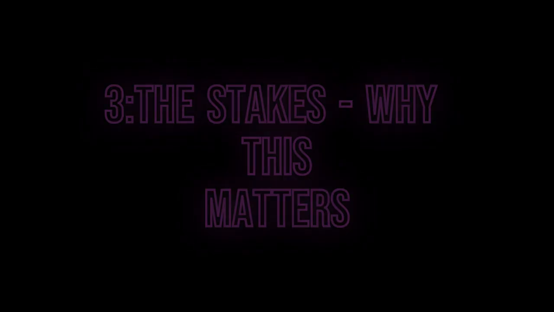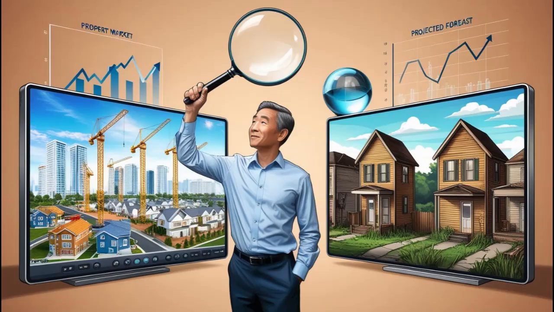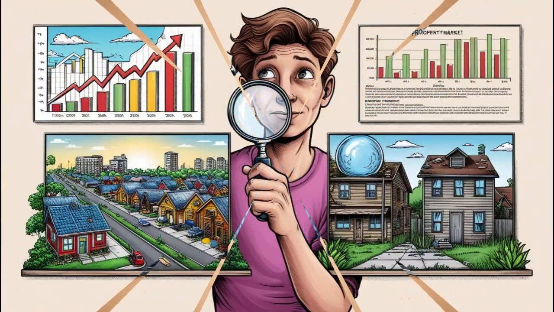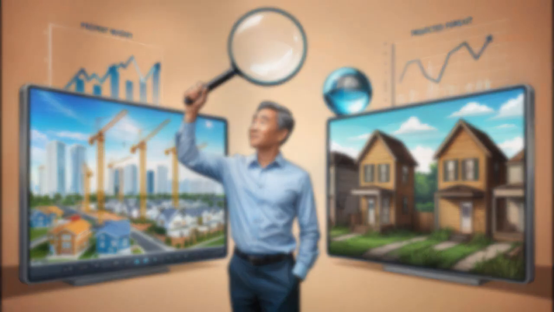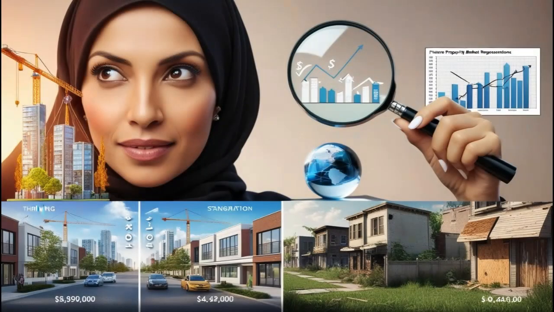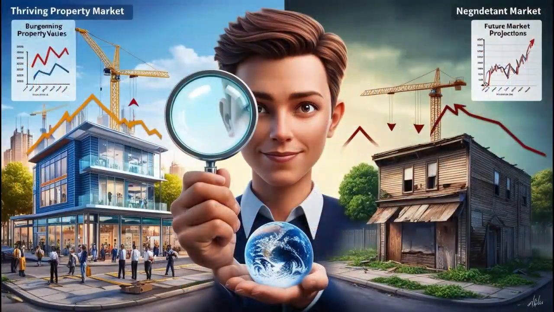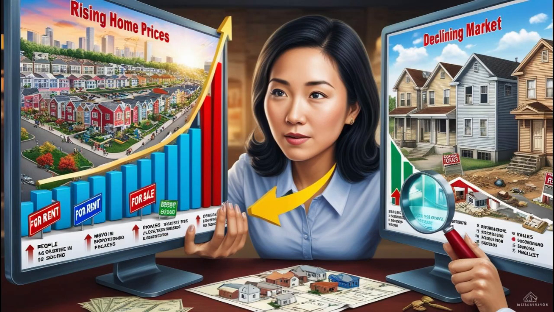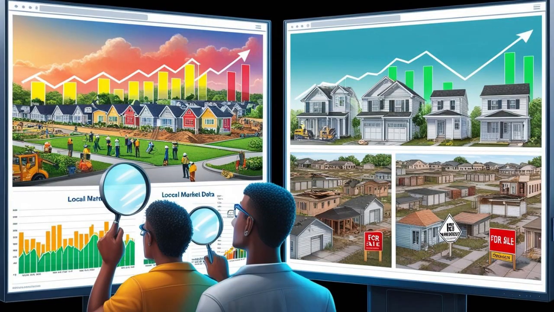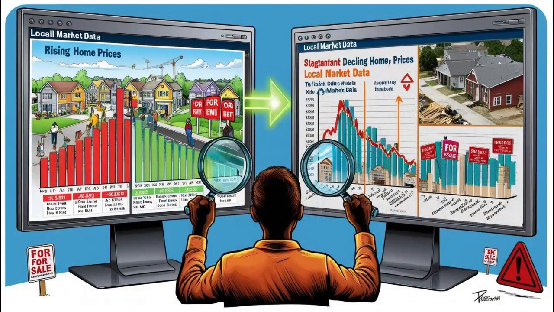3. The stakes. Why this matters. Step 4. Market trends. You can't just look at today's market. You need to think ahead. Is the market on the rise or about to plateau? The right property in the wrong market can be disastrous. I want you to imagine, you've invested in a property in an area where prices are dropping. How are you going to sell or rent that property for a profit? It won't be easy. Check the local market trends. Are home prices increasing? Is there growing demand for rentals? You want to be ahead of the curve, not stuck in a declining market.